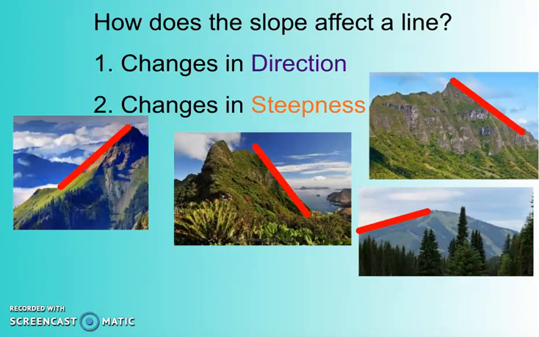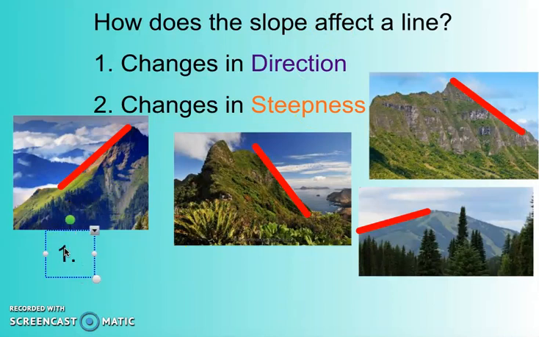And so I noticed that slope causes changes in the direction. If it's positive, it goes up from left to right. If it's negative, it goes down from left to right. But it also changes steepness. So I saw that it affected the line by showing changes in steepness. So let's write this down.